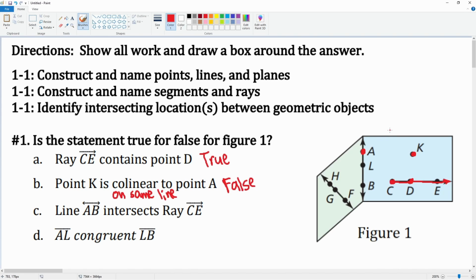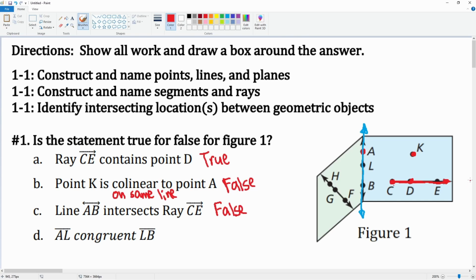C. Line AB intersects ray CE. The line AB is located right here. That's line AB. Does that intersect ray CE? Ray CE is right here. In no way did that ray ever cross that blue line, so we write false.